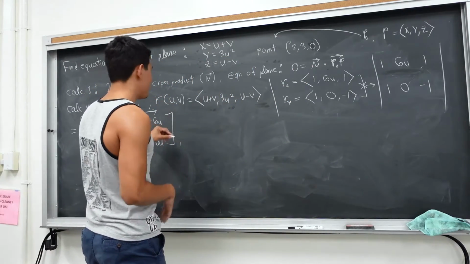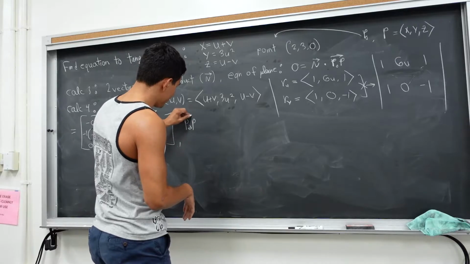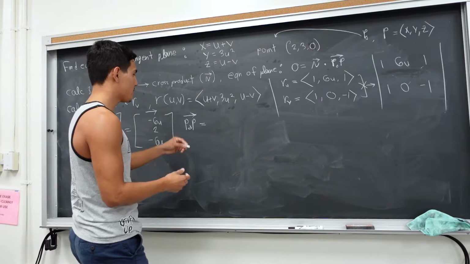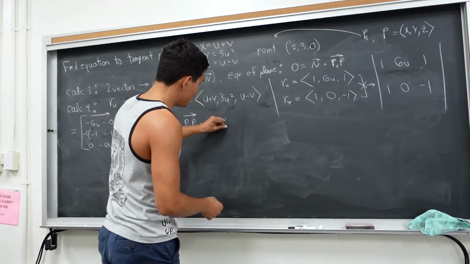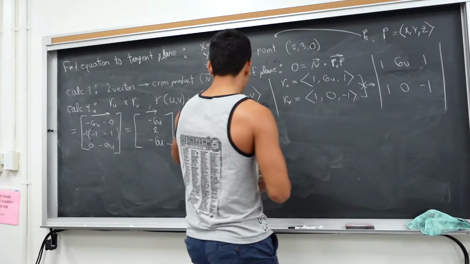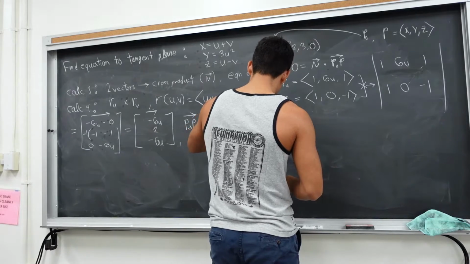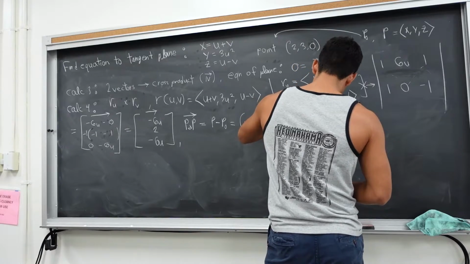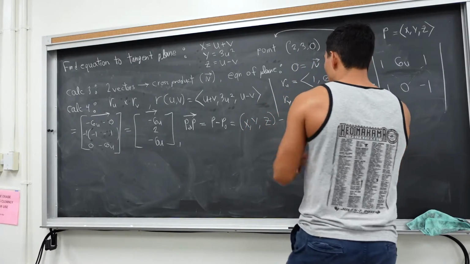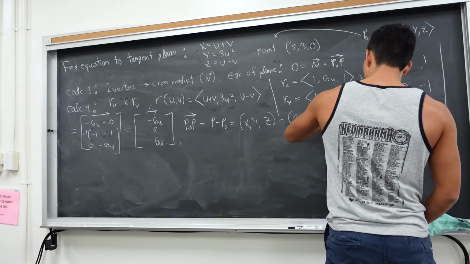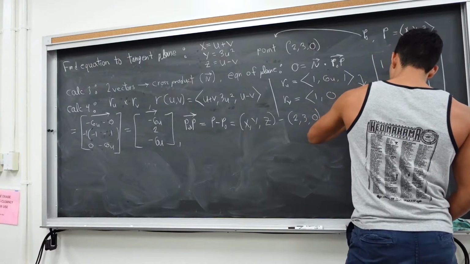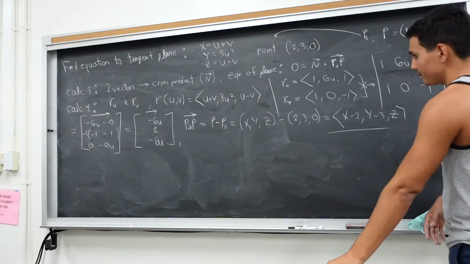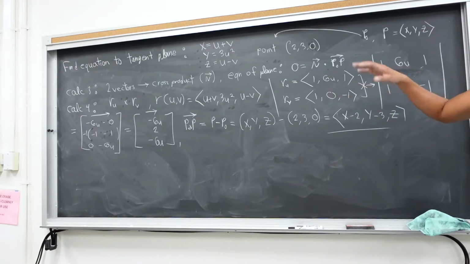Because let's first start off by defining P0P. So P0P is a position vector. Well, you know that that's P minus P0, where P is X, Y, Z, and minus P0 is 2, 3, 0. And then if we write this as a vector, it's just going to be X minus 2, Y minus 3, and Z minus 0. So that's part of this equation. That's what we want to get to.